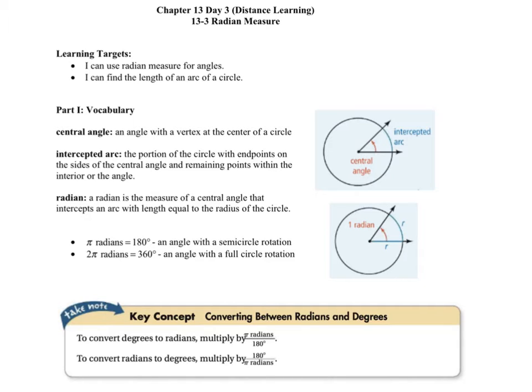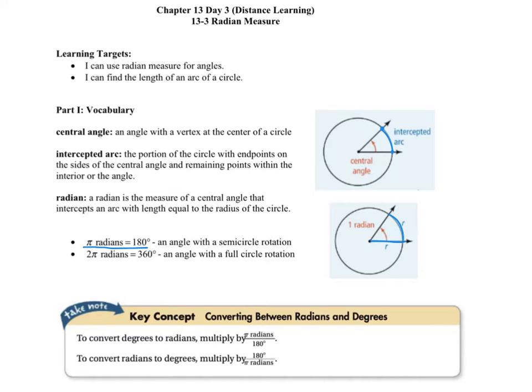A central angle is defined as an angle whose vertex is the center of the circle. An intercepted arc is the arc whose endpoints are on the rays of that angle. And a radian is defined as the length of an arc that's equal to the radius of a circle. And the important thing to know about radians is that pi radians is equal to 180 degrees.